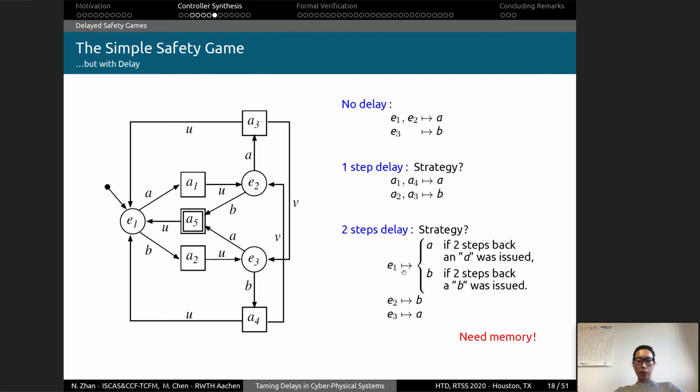So now you see there is indeed a winning strategy for player one, but he needs some memory. This is the difference from the delay-free setting.